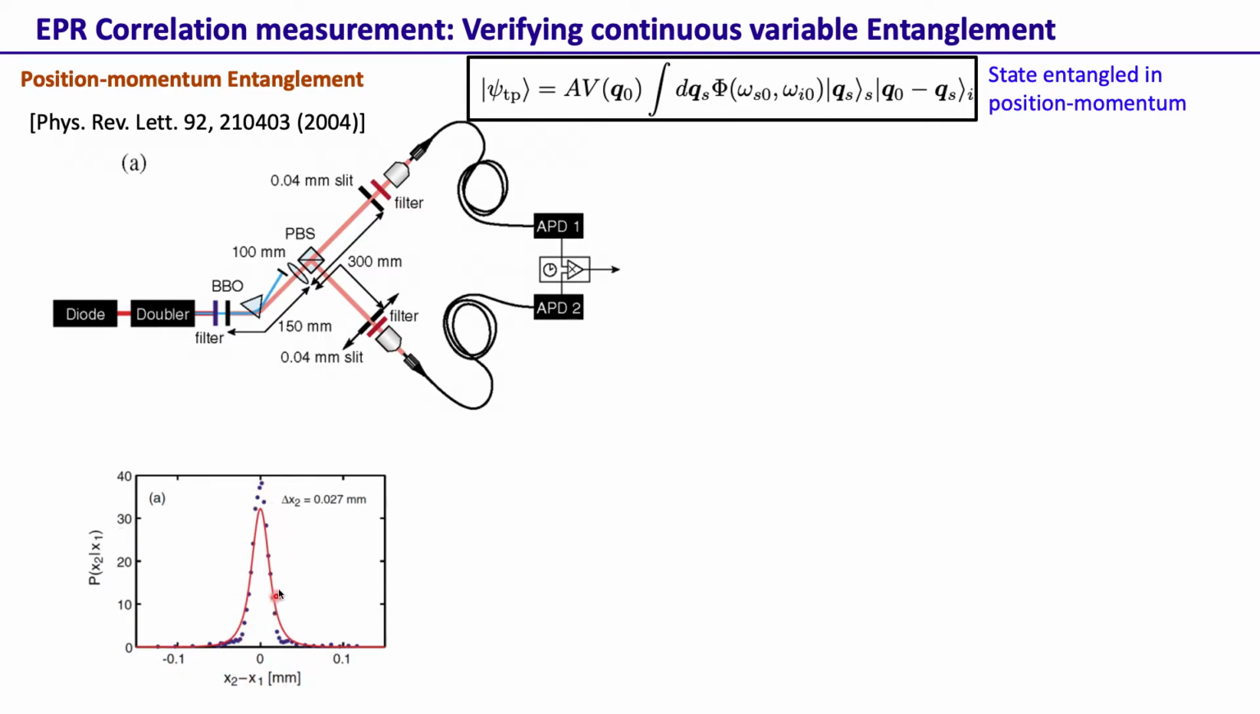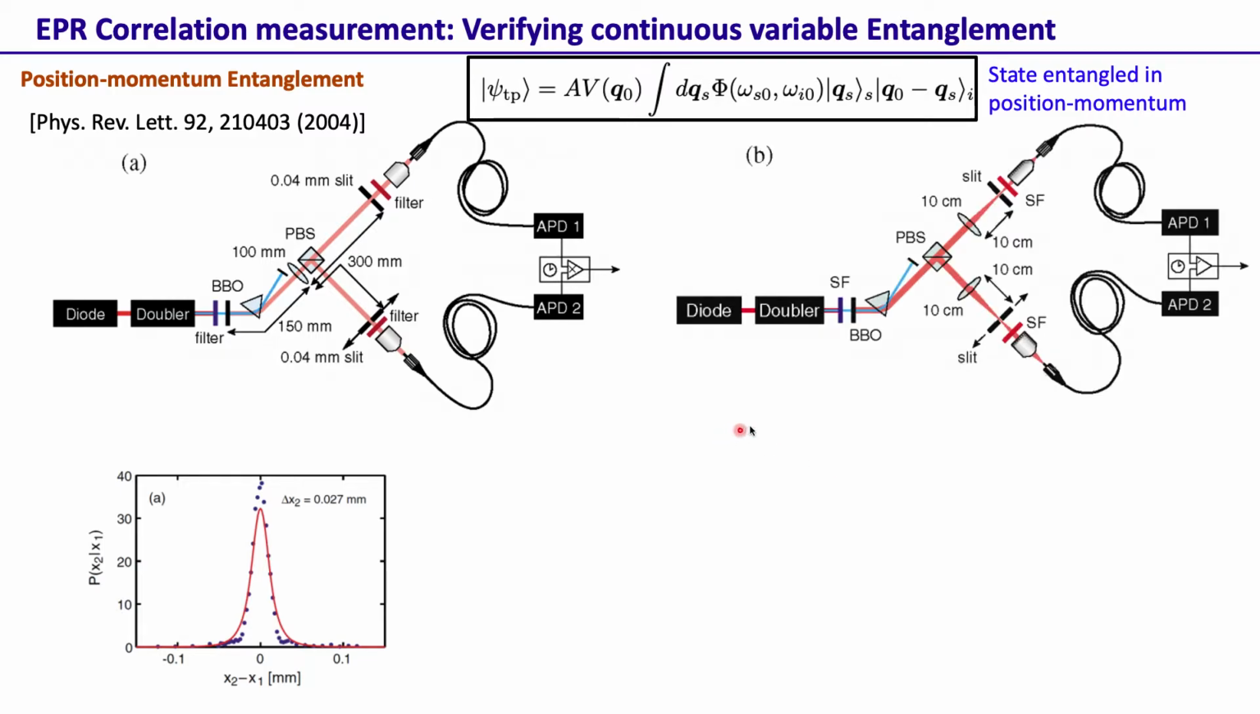So this is the probability that having detected a photon at x1, this is the probability of detecting the photon at x2, where x2 is varying. And the width of this correlation, the width of this coincidence detection, will then be the uncertainty in the measurement of x2, that is, the position uncertainty of the second photon.